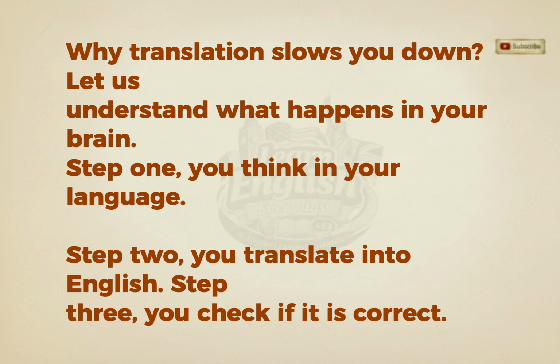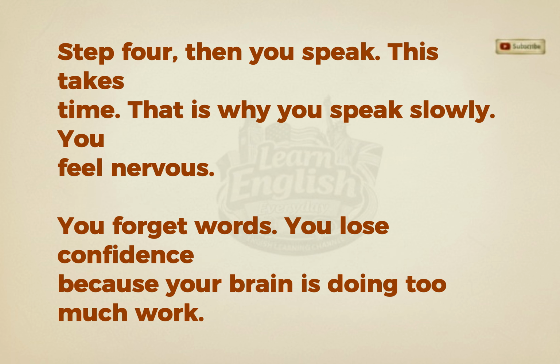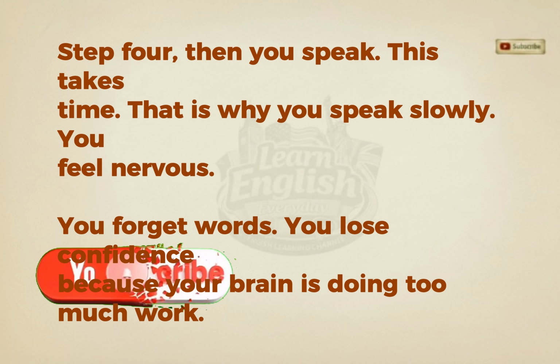Let us understand what happens in your brain. Step 1, you think in your language. Step 2, you translate into English. Step 3, you check if it is correct. Step 4, then you speak. This takes time. That is why you speak slowly. You feel nervous. You forget words. You lose confidence because your brain is doing too much work.